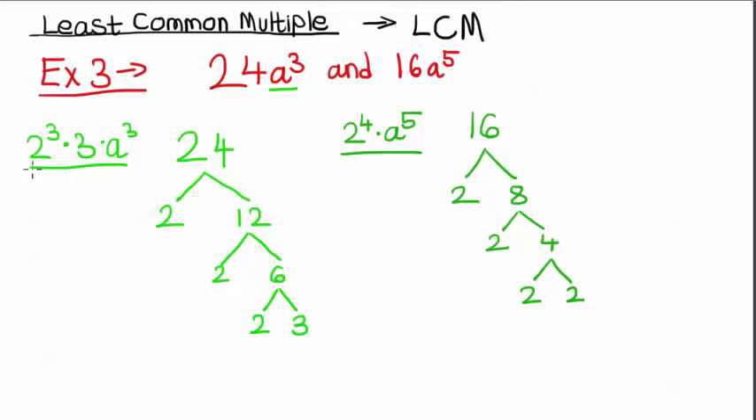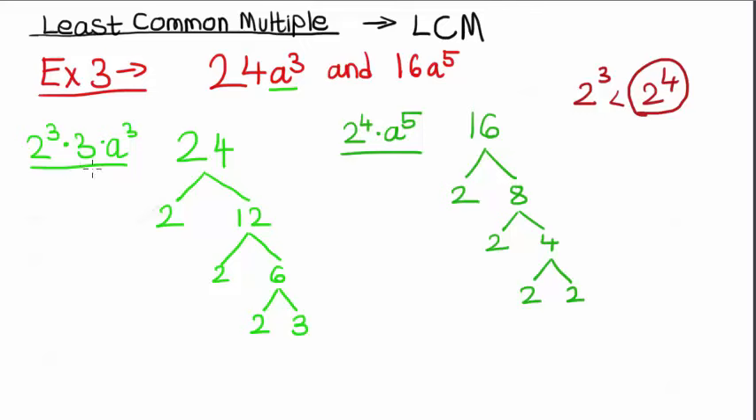I have a factor of 2 over here and a factor of 2 over here. I have a factor of 2 to the power of 3 in the prime factorization over here, and I have a factor of 2 to the power of 4 in the prime factorization over here. So in this case, I will be using this right here, which is 2 to the power of 4, in my third step, because that is greater than 2 to the power of 3.